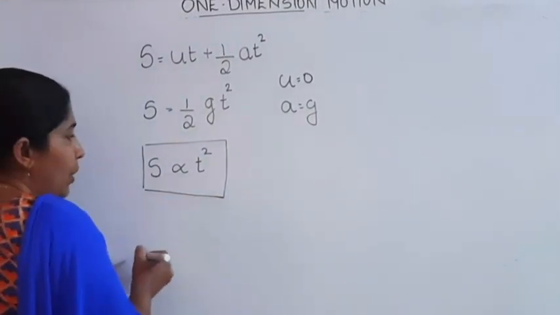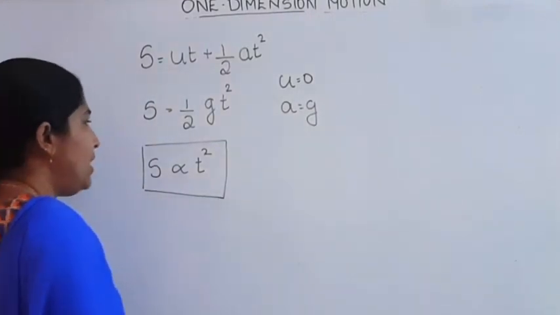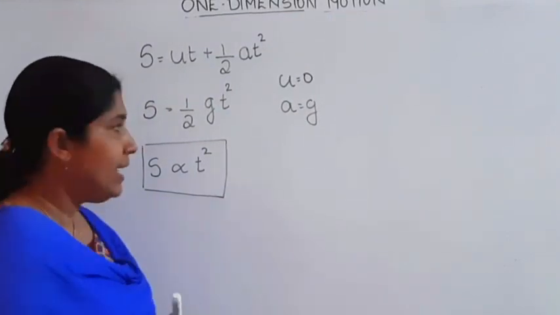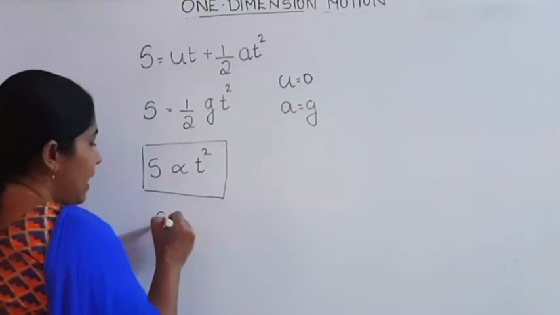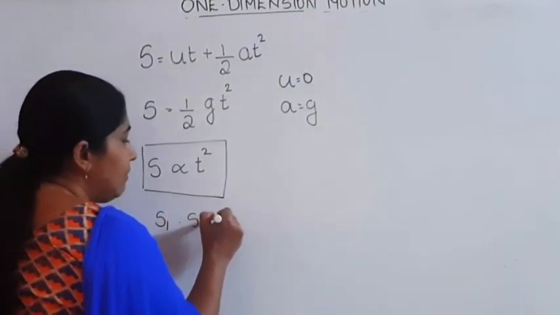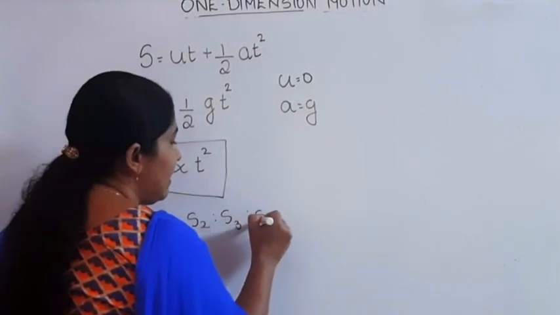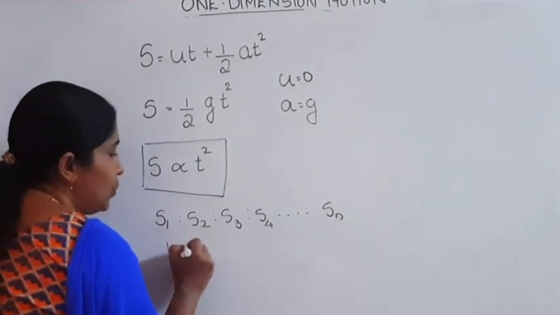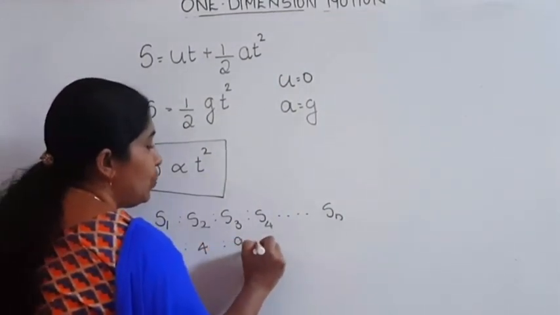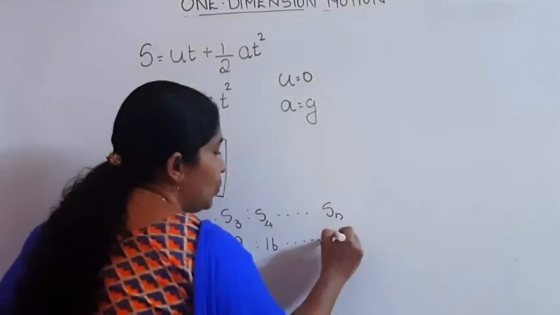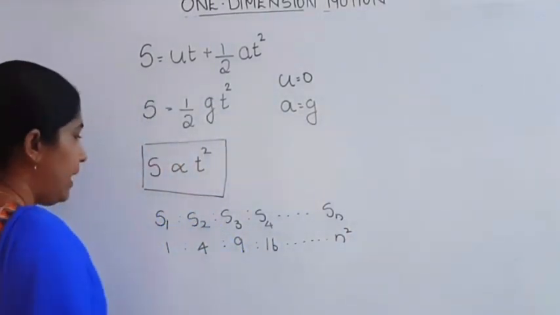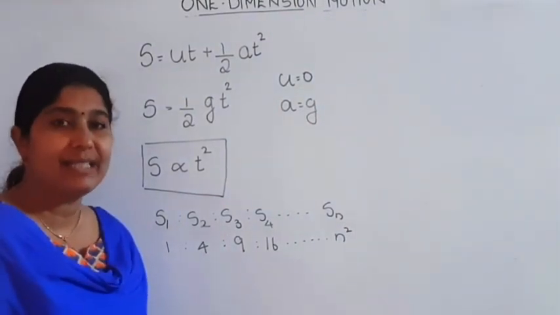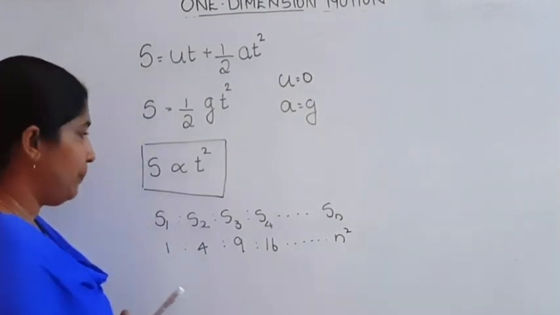So what about the ratio of displacement in 1 second, 2 second, 3 second, 4 second, etc.? The ratio of displacement in 1 second, 2 second, 3 second, 4 second, etc. to n seconds is 1 is to 4 is to 9 is to 16 is to etc. to n square. This is the ratio of displacement in 1 second, 2 second, 3 second, 4 second, 5 second, and so on.